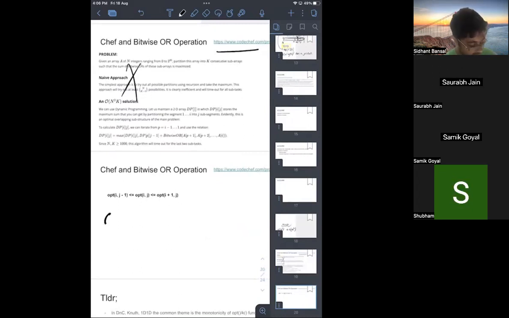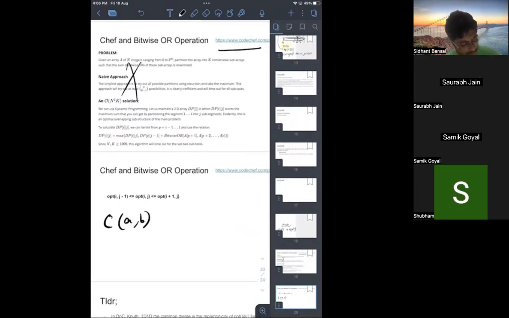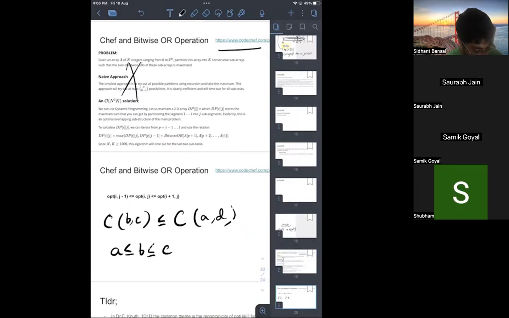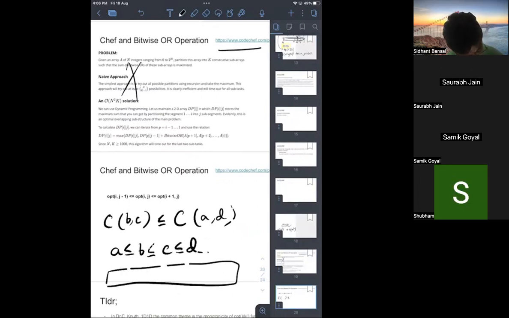Generally, that inequality states something like this: C of b comma c is less than or equal to C of a comma d, where a is less than or equal to b is less than or equal to c is less than or equal to d. That is, the cost function from b to c is smaller than the cost from a to d, where a to d is a super segment of b to c. So if you have this inequality plus quadrangle, then generally you get this for free.